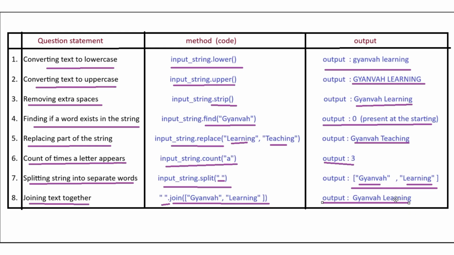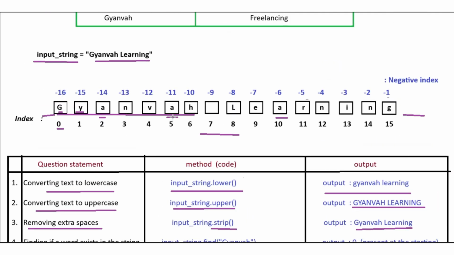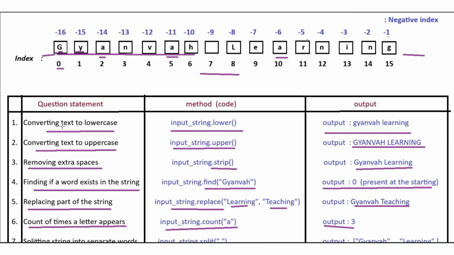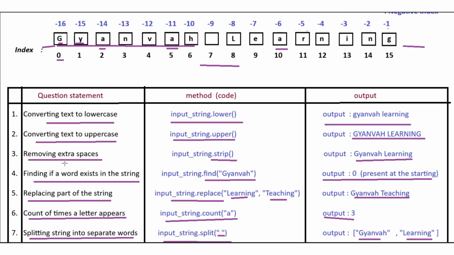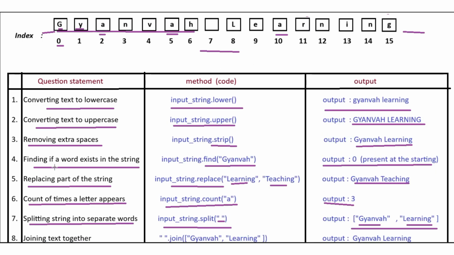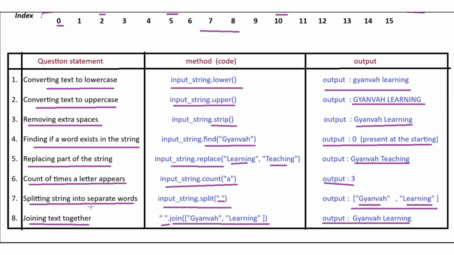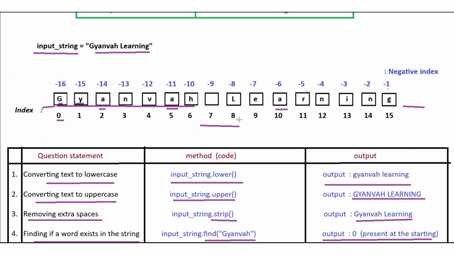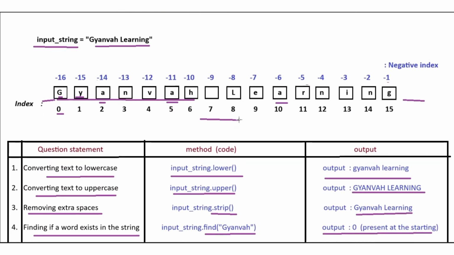Summary of string methods. So with just one string, Gyanvah Learning, we learned many powerful tools. Lowercase conversion, uppercase conversion, removing extra spaces, searching inside the string, replacing text, counting characters, splitting into smaller parts, and joining text again. These methods save a lot of time. You do not have to write long code. One single method handles everything for you. And this is why strings are one of the most powerful data types in Python.